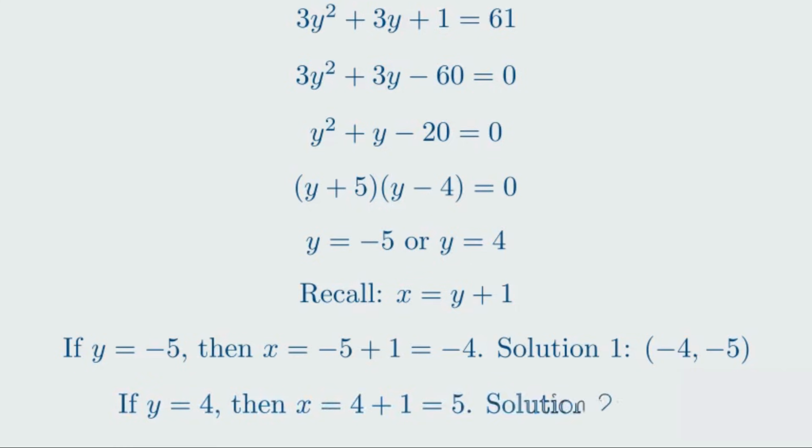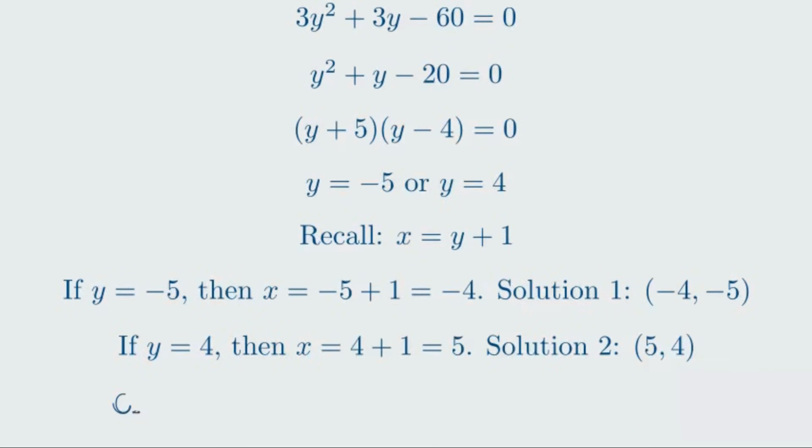We have successfully found two pairs of integers that solve our original equation from case 1. Let's quickly verify one of them. Let's check 5, 4. Is 5 cubed minus 4 cubed equal to 61? 125 minus 64 is indeed 61. It works. We're halfway there.